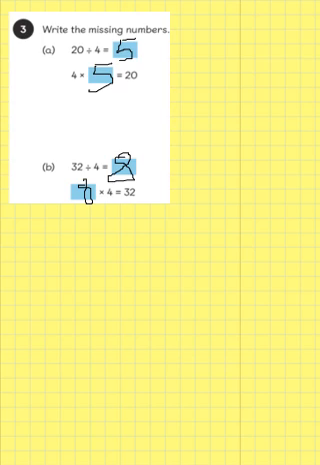So you hopefully have answered those questions now, and the answers that you should have are on the screen. So we've got 20 divided by 4 is equal to 5, and we can check that by using the inverse operation and 4 multiplied by 5, which gives us 20. For the second part, we've got 32 divided by 4, which is equal to 8, and we've then used the inverse operation of multiplication to multiply 8 by 4, which gives us a total of 32.